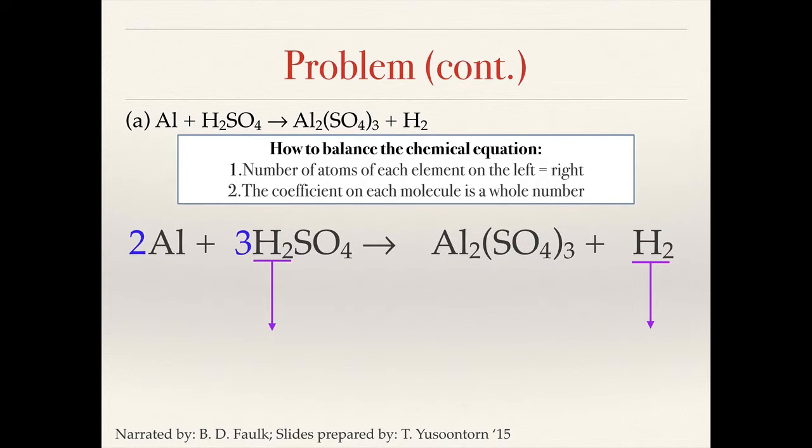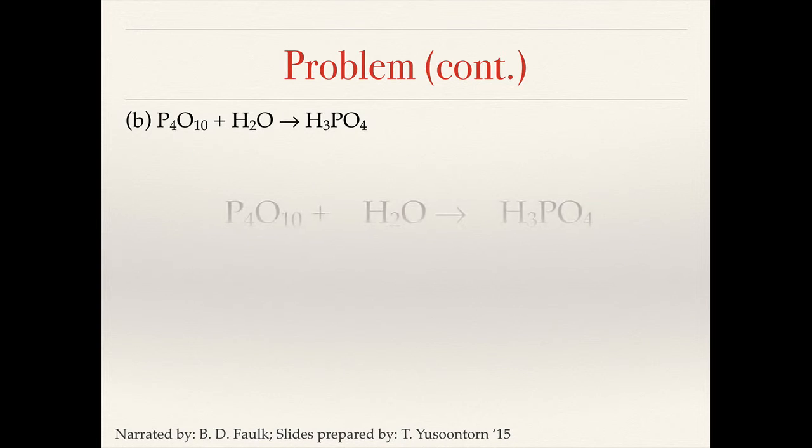Finally, let's balance the hydrogen. Notice we have to distribute the 3 to the 2 to get 6 hydrogen atoms on the left. We have 2 on the right, so we can balance the hydrogen by adding a 3 in front of the hydrogen gas. Remember, you can always check your work by counting the number of atoms, so that should be good. Let's move on to the next one.